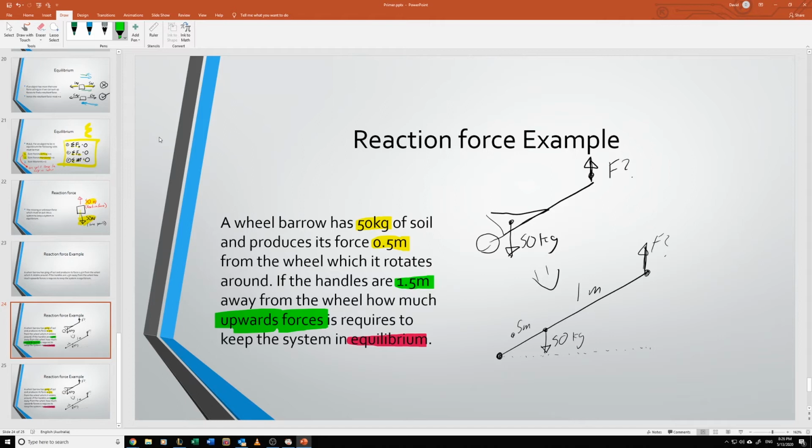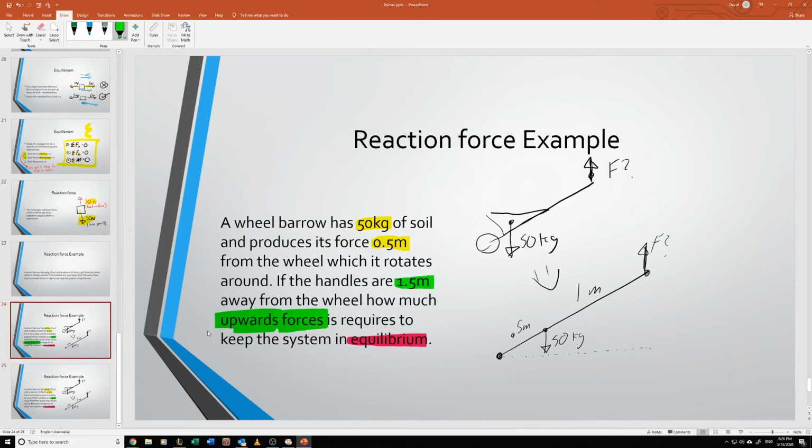So I highlighted equilibrium because it means we know that the system, if we add up all our forces, if we abide by our 3 rules in this system, then the system should be in equilibrium. So let's go and solve this question.